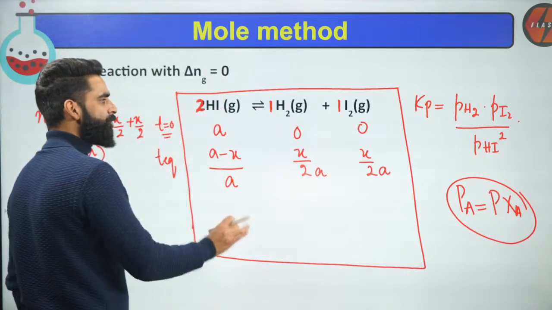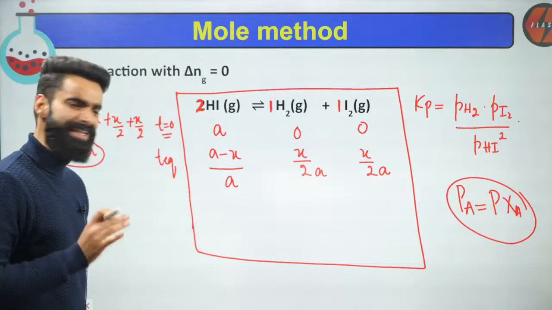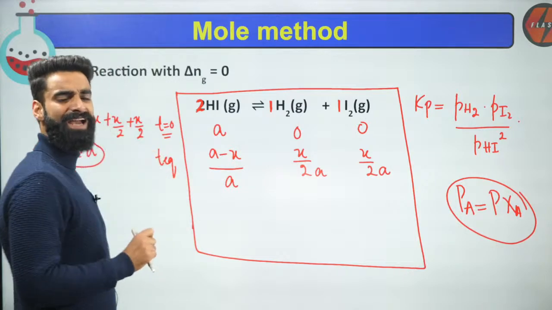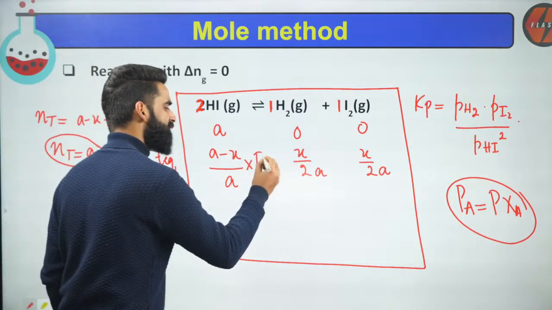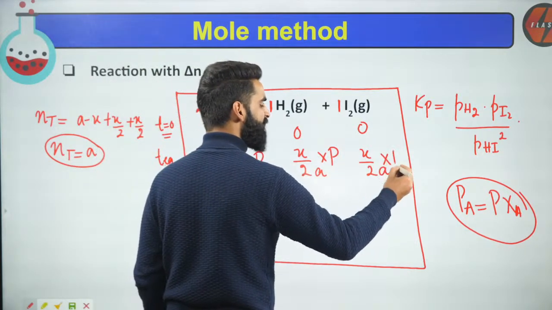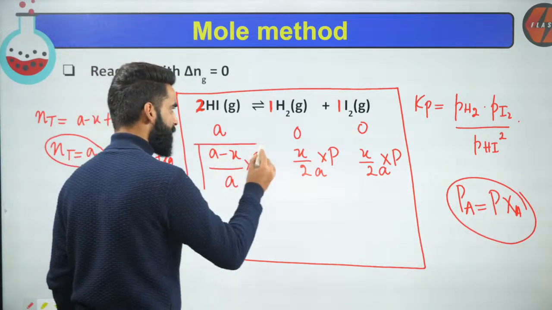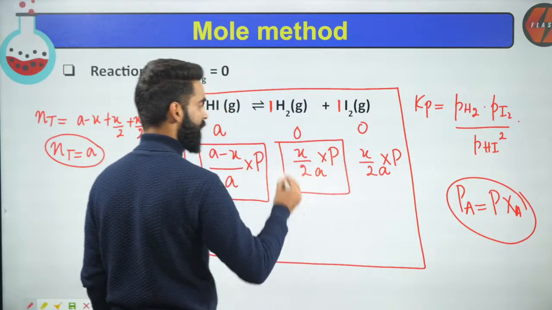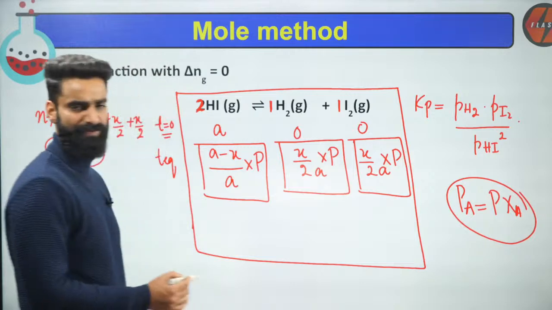Now people, let's assume that at equilibrium, the total pressure of the container is P. If I multiply each term by the total pressure, can I say this term is giving me the partial pressure of HI at equilibrium, this term is giving me the partial pressure of H2 at equilibrium, and this term is giving me the partial pressure of I2 at equilibrium.